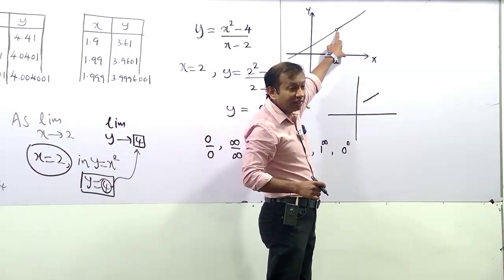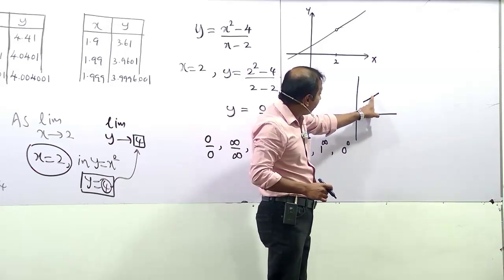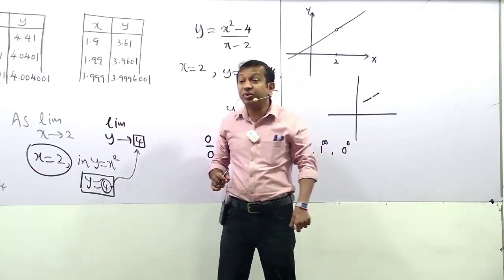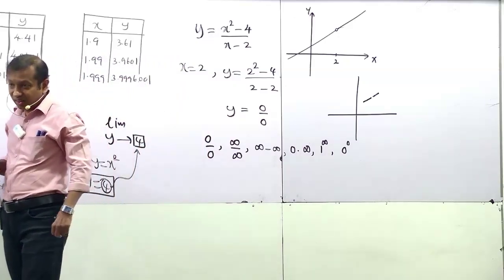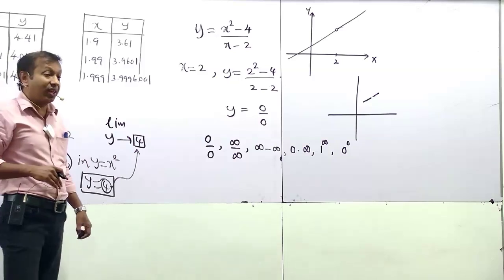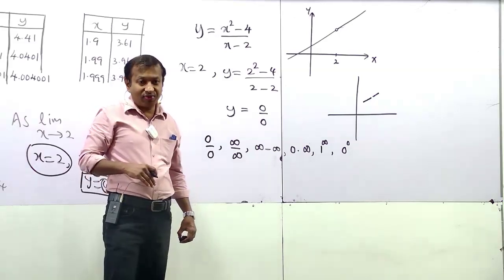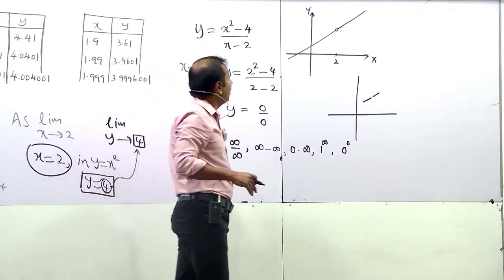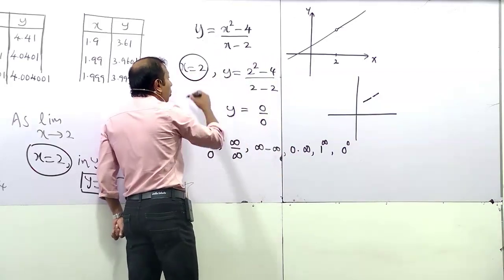Now, if I take one point away, what happens? At that point, the entire graph breaks. That kind of graph is called a discontinuous graph.